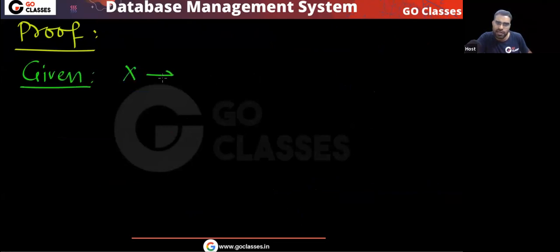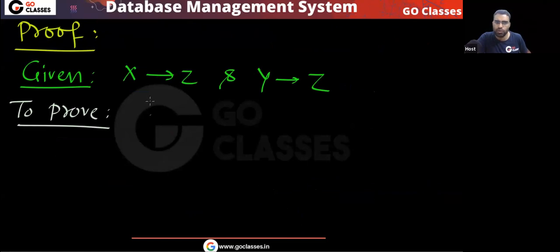Let's prove it. What is your proof? Just apply the direct proof. Tell me what is given. It is given that X determines Z and Y determines Z. What do you need to prove? You need to prove that XY determines Z.